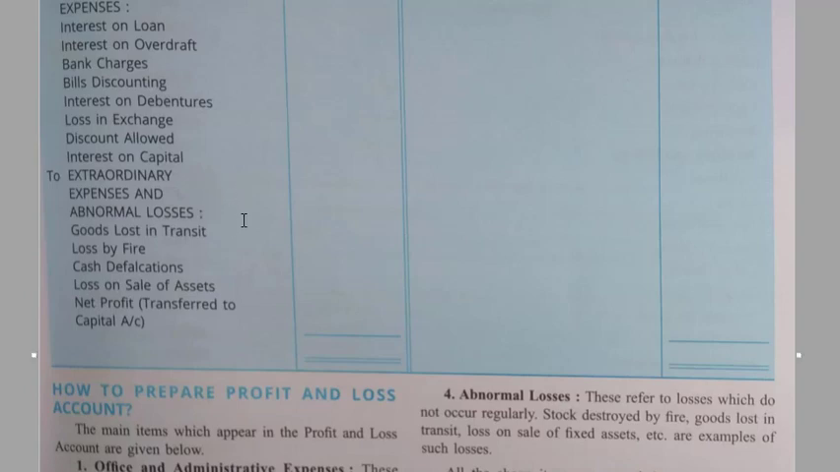Again, goods lost in transit. So suppose goods are being transferred from one place to another place, and some goods are lost by fire. Cash defalcation: suppose some of your employees have misappropriated the cash. They have used that cash and they have not told the office. That is cash defalcation, what we say gaban in Hindi. Loss on sales of asset, there is some loss on an asset, and all these kinds of expenses are a kind of loss for the company.